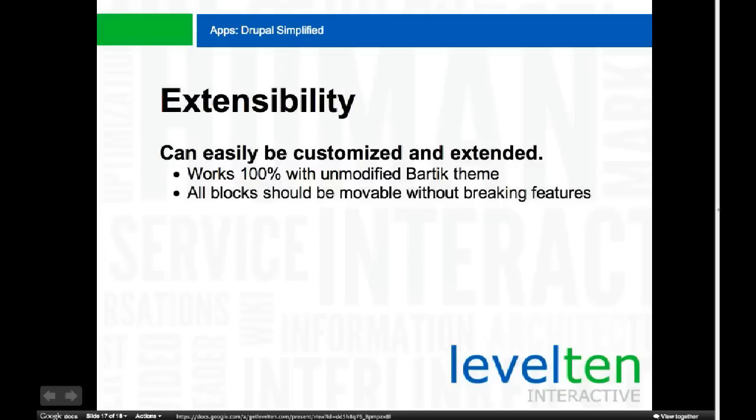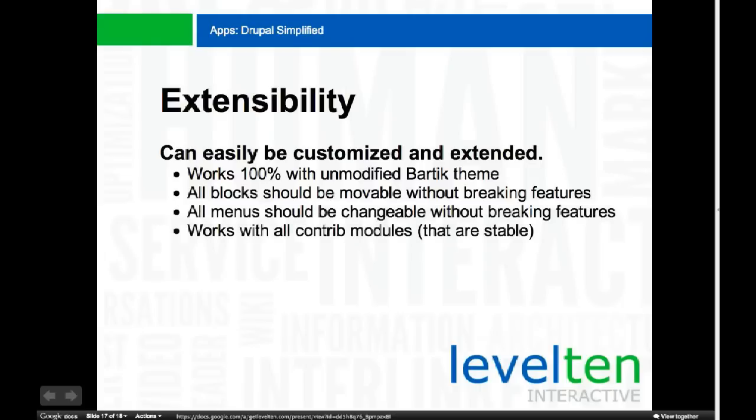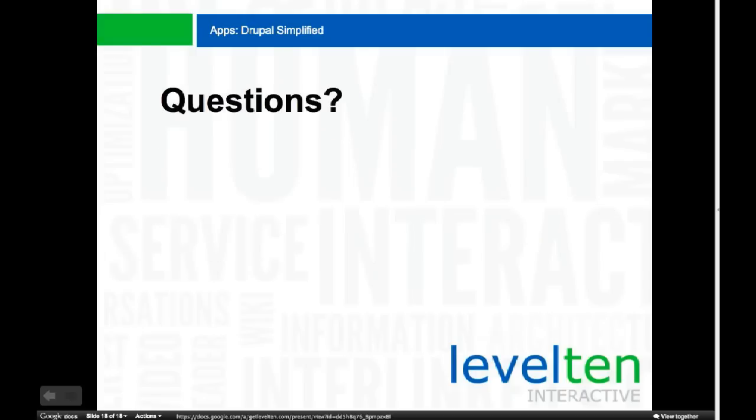All blocks should be movable without breaking features. I've gone into this a little bit. It used to be if you tried to move a block, your features would become overridden and make it really complicated. Menus, same way. We should make sure that it works with all contrib modules that are stable, and images and media should be easy to use and reuse. Haven't gotten all of these things done yet, but we're getting there.